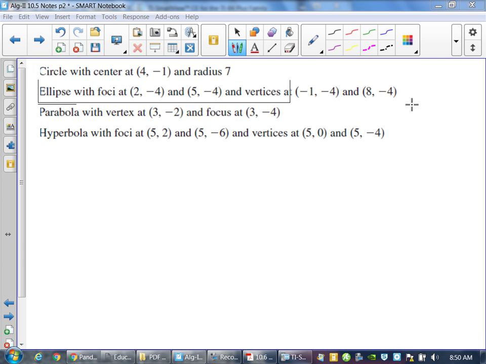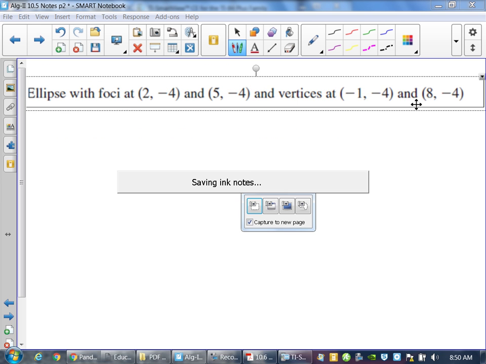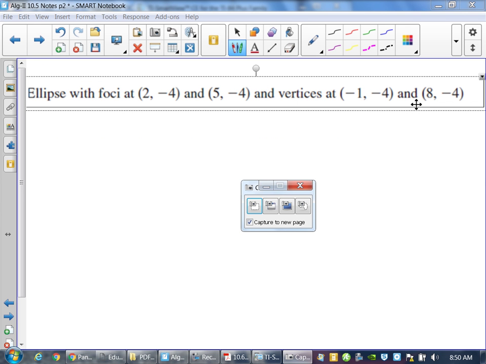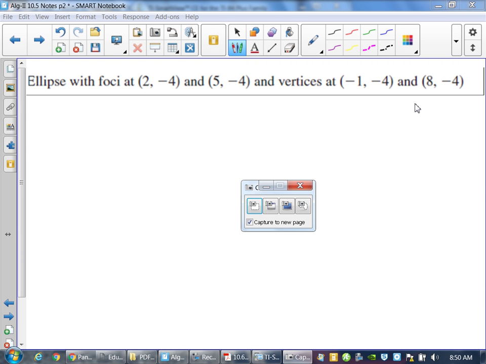Hey, guess what they'll always tell you? They'll always tell you what shape it is. I think all the problems in the book give you the shape. If they don't give you the shape, you can still figure it out. If you're given a vertex and focus, and the foci are inside the vertices, they're looking at each other, it's an ellipse. If they're away from each other, it's got to be a hyperbola.